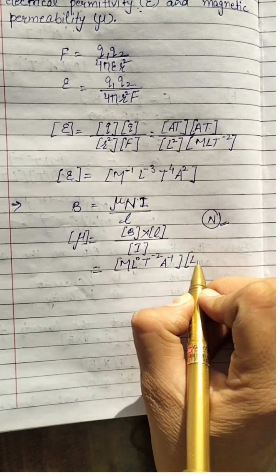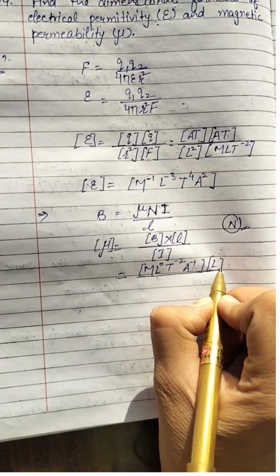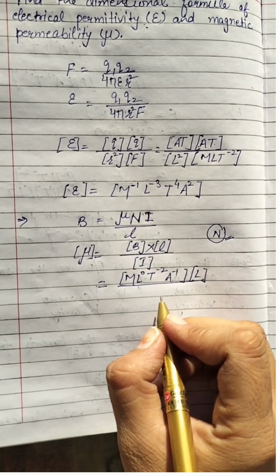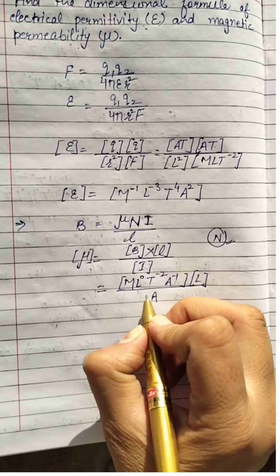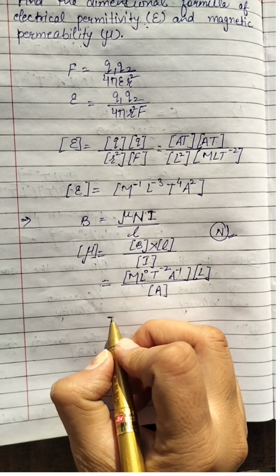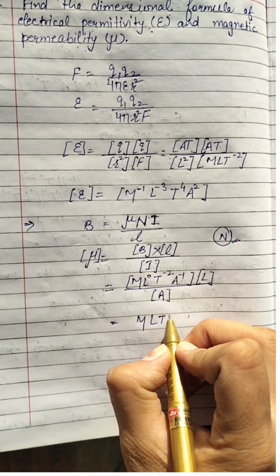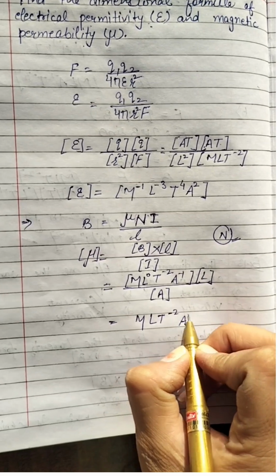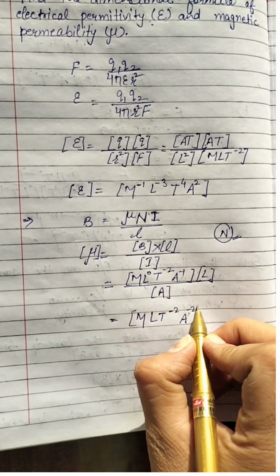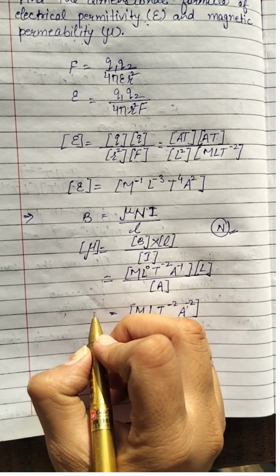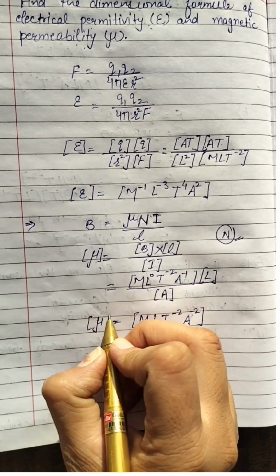L is length, it represents the length, and I is equal to A. I is measured in ampere. So the complete value is M L T minus 2 A minus 2. This is the dimensional formula for the magnetic permeability.